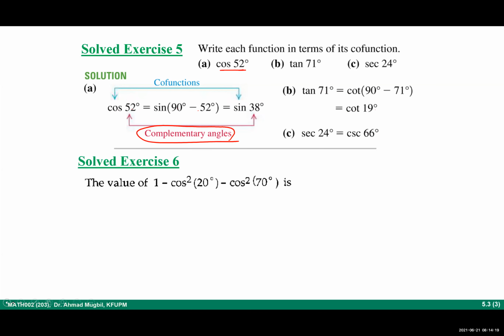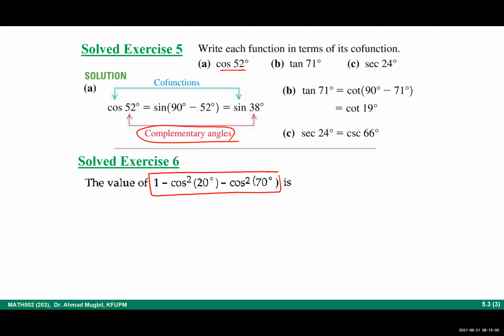Now let me give you an old exam question. How to find the value of this expression? What is it equal to? You don't know what cosine 20 is without a calculator. Of course, what is cosine 70? It is not one of the well-known angles. So how to do that, ya shabab? Any idea? You can solve this in different methods.